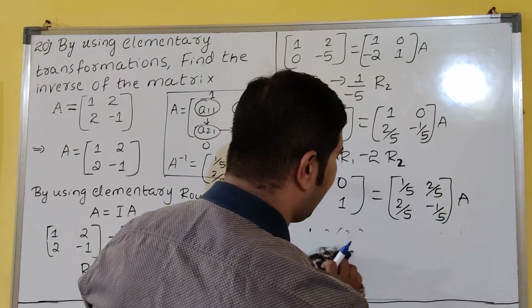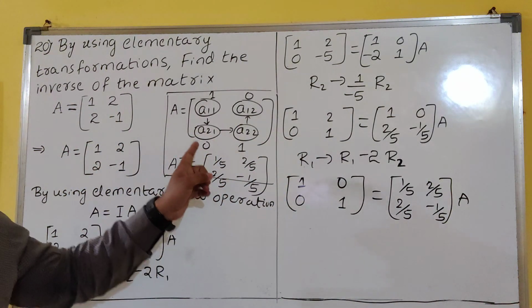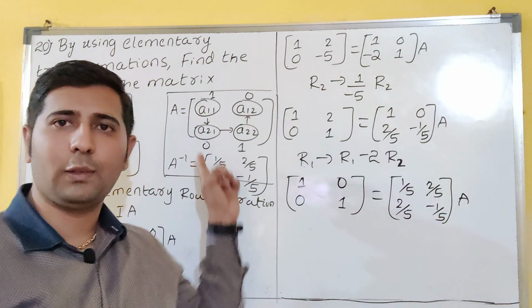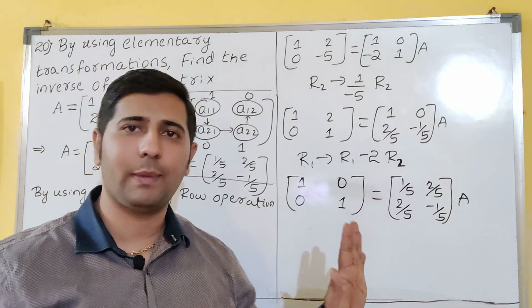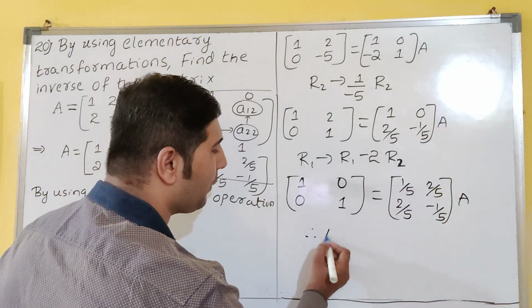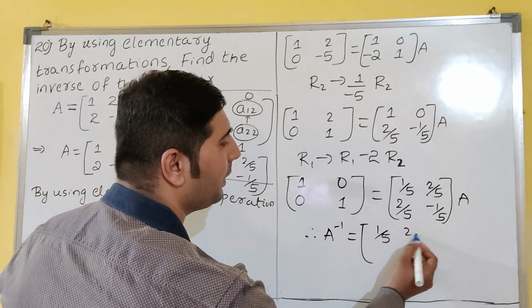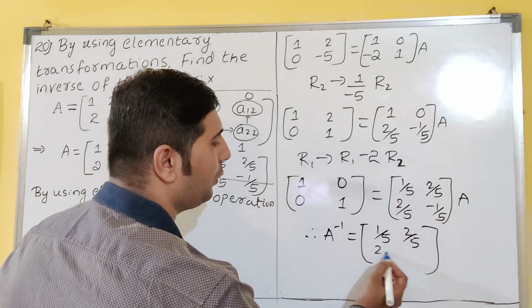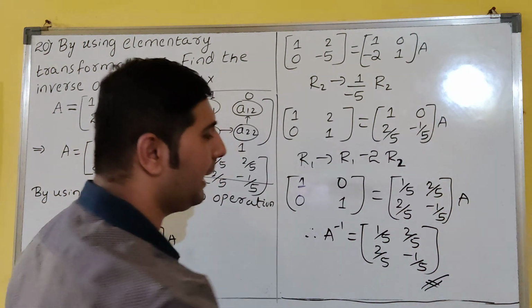So you can verify the answer. I had already done it by the shortcut method. Actually this is not required. Whatever I had written in this box, only I need this answer, and you have to write this much only in the board exam. So therefore the conclusion you have to make is A inverse is equal to 1 by 5, 2 by 5, 2 by 5, minus 1 by 5, dear students. This is our required answer.